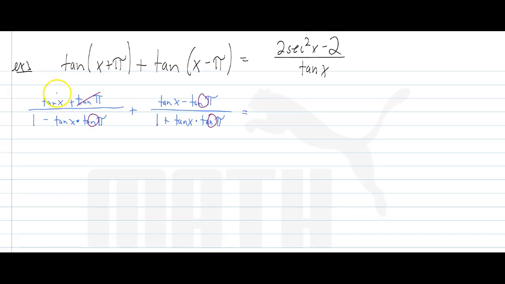So the first fraction has just tangent of x divided by 1 minus 0, because 0 times anything is 0. So there's the first one. And the second one is tangent of x minus 0 in the numerator divided by 1 plus 0, again because tangent of pi times that makes that whole product down here equal to 0. So on the left side we have tangent of x plus tangent of x. That's simplified down a lot from the original. In other words, that makes it equal to 2 times the tangent of x.